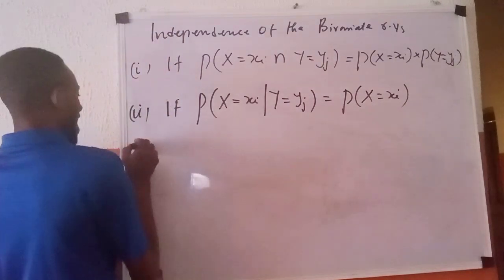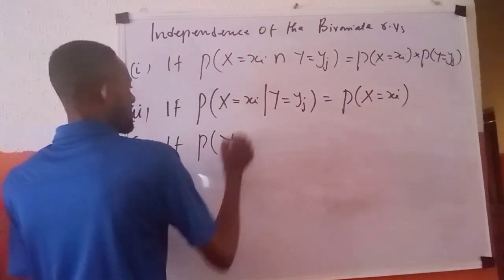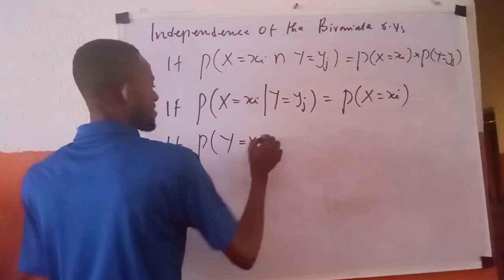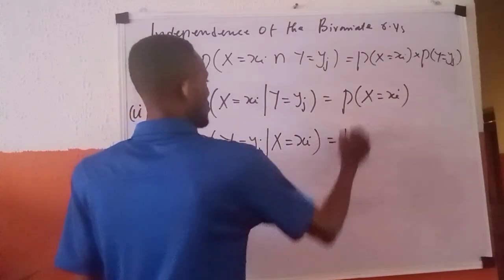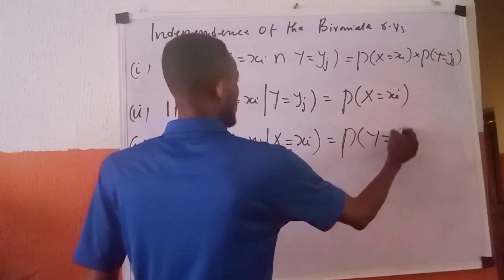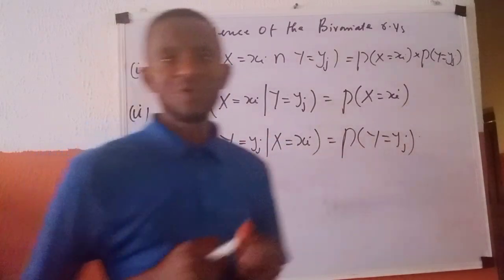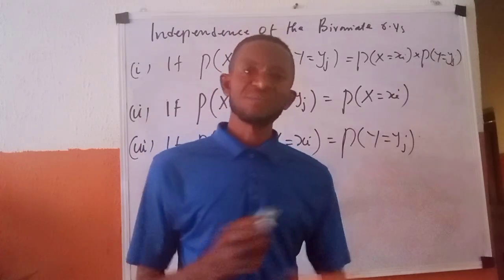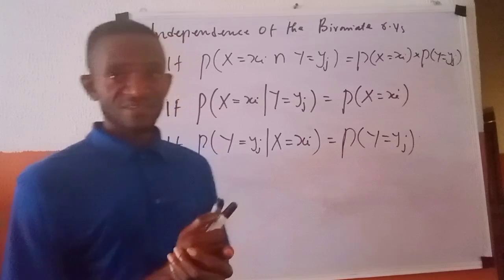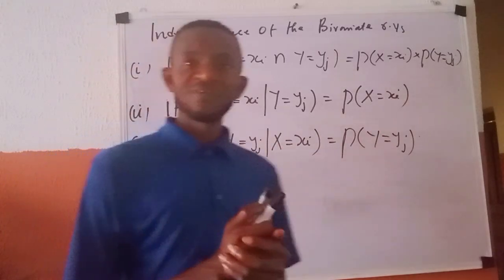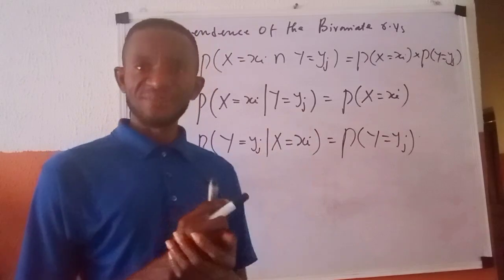And of course, if the probability of capital Y taking a value yj, given that capital X is taking a value xi, returns P of y equals yj, we now say that the random variables x and y are independent. So these are some of the things we need to look at when we are asked to check if x and y are independent.